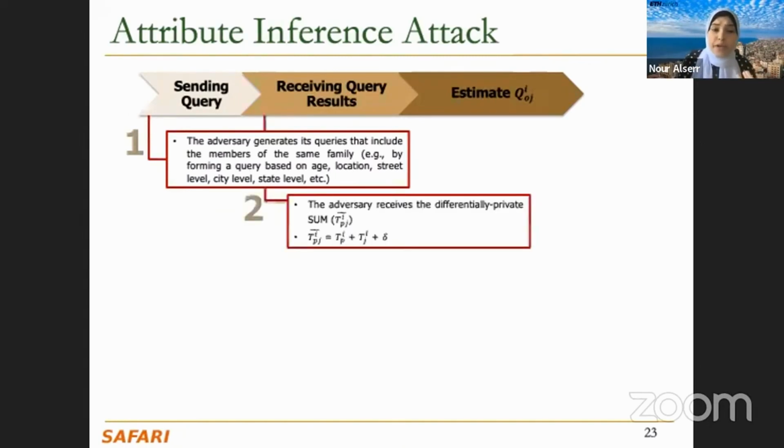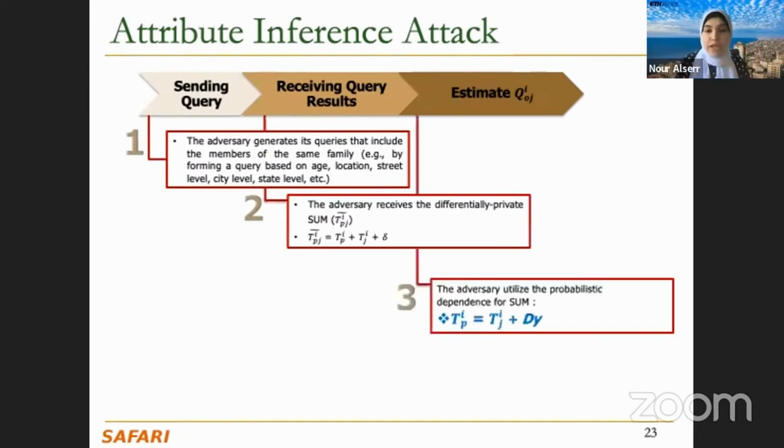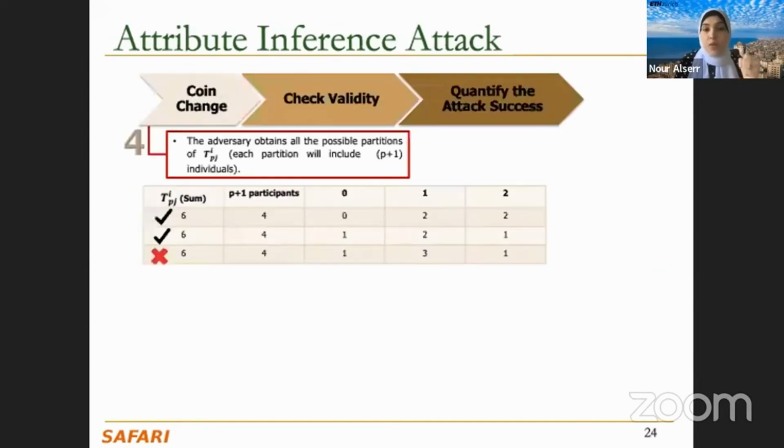Now, in our work, we show that there is a dependence between the family members' sum and the target victim's value. Then we could find the dependence equation, and that's what the adversary will use to estimate. How can he estimate? Let's say the sum value he received is 6. Now he will apply the coin change algorithm. What's the coin change?